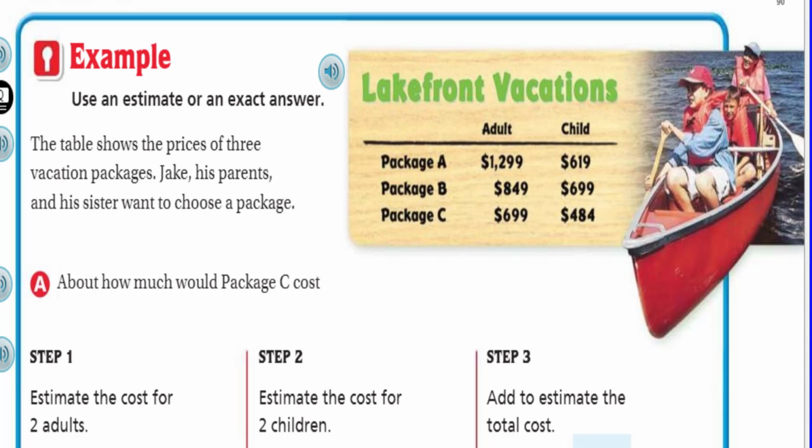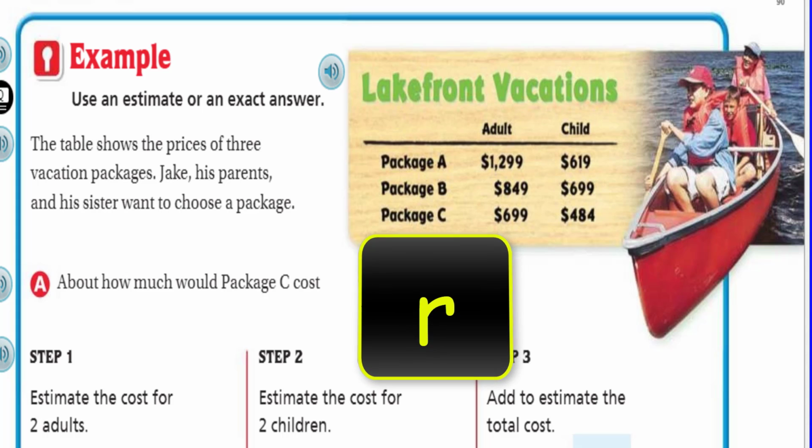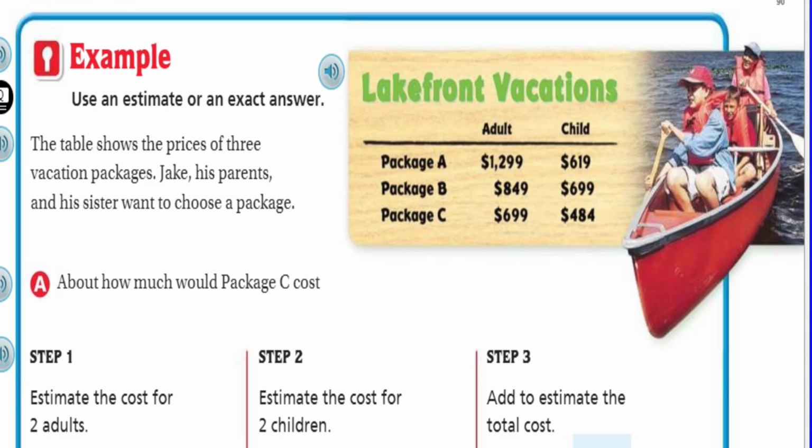It says lakefront vacations. We have, looks like package A, B, and C. And it does say here the table shows the prices of 3 vacation packages. Jake, his parents, and his sister want to choose a package. So it looks like these packages might include certain things. Does it say what it includes? No, it doesn't. It just says the package A, an adult ticket, is $1,299, where the child is $619. And look, they have some different prices for the different packages.